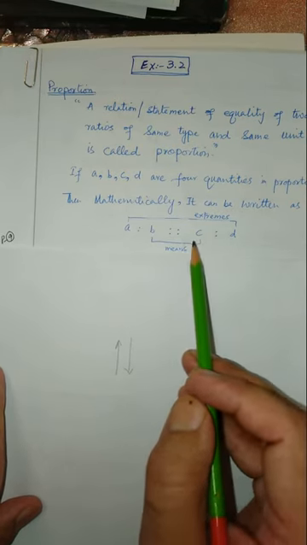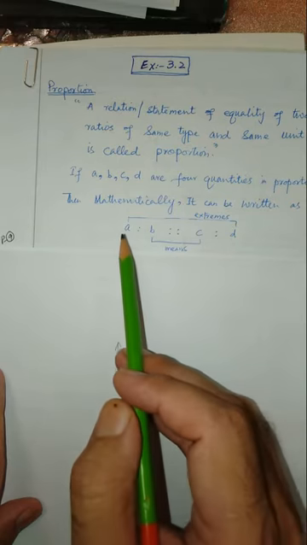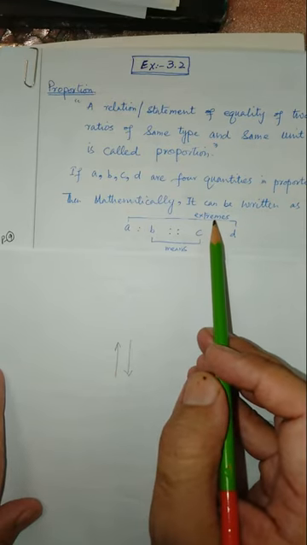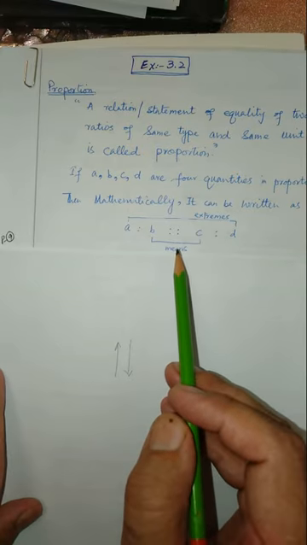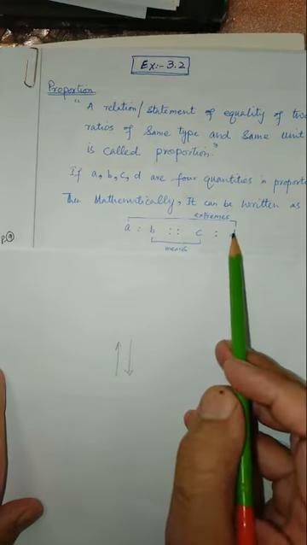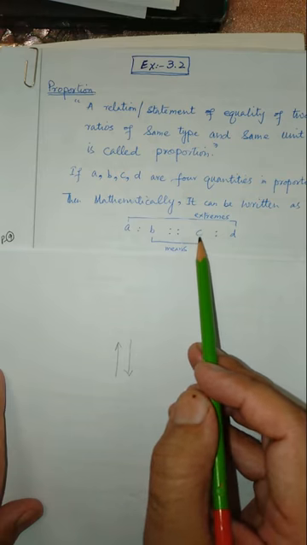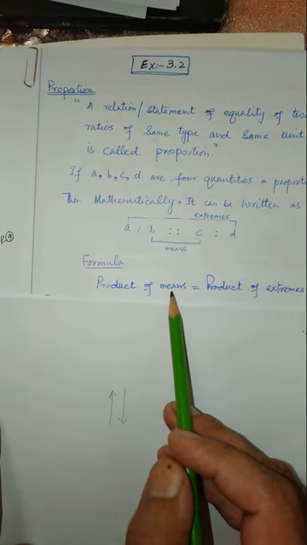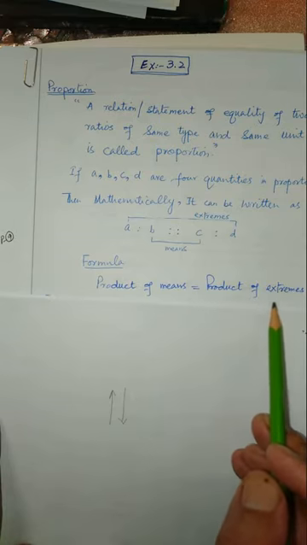The middle two terms are called means, and the two terms at the ends are called extremes. And the formula is: the product of extremes must be equal to the product of means.